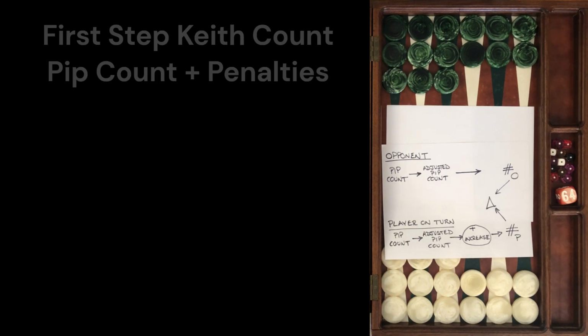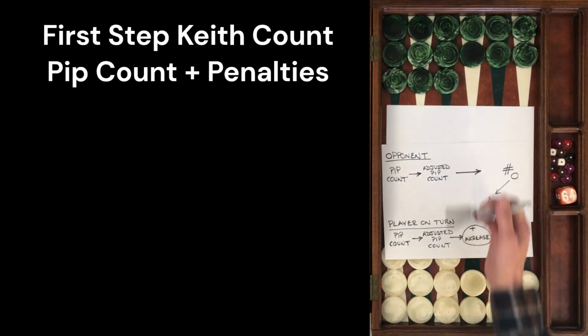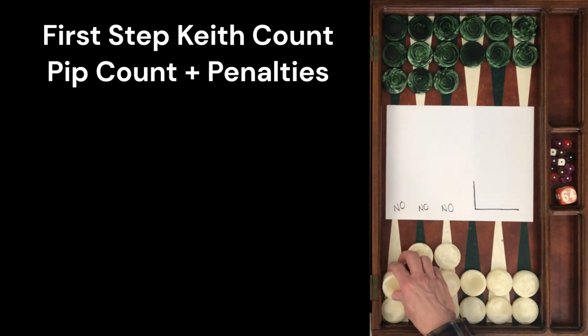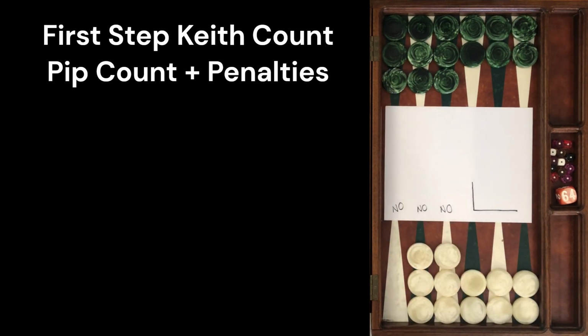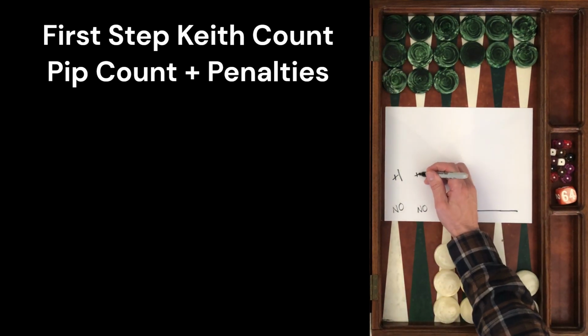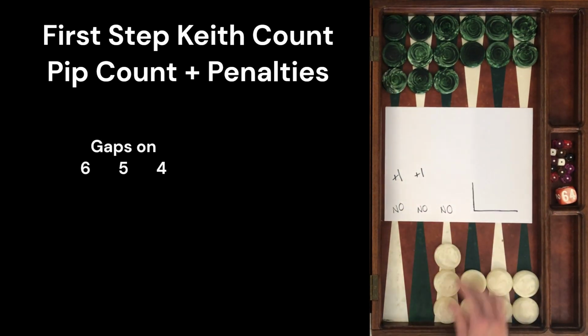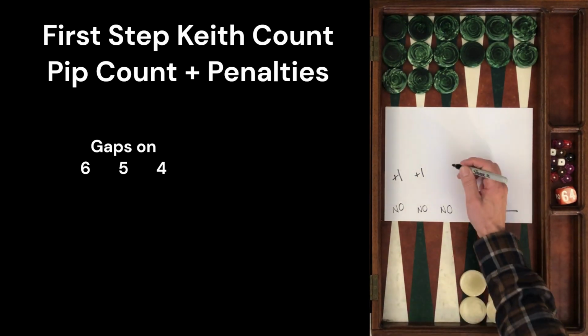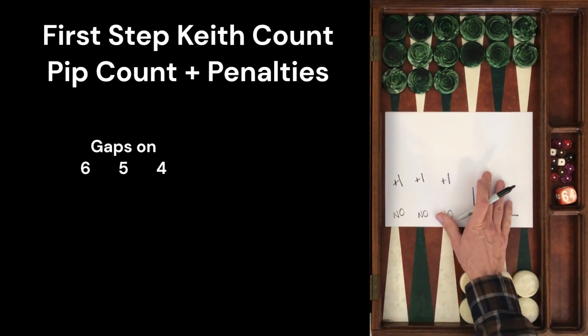Let's look at our penalties for our stacks and our gaps, which is our first step in the Keith count. If we have no checkers on our 6 point, we have a gap on our 6 point, it's a penalty of +1 point. If we have no checkers on our 5 point, we have a gap on our 5 point, it's a penalty of +1. If we have no checkers on our 4 point, gap on our 4 point, it is a penalty of +1.